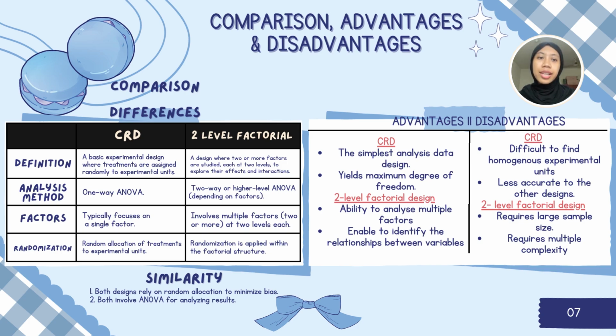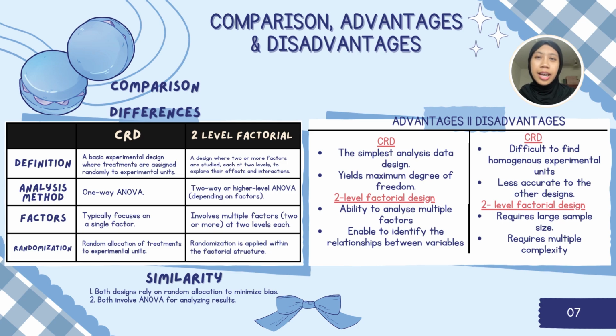marine microbial growth. For the disadvantages of CRD and two-level factorial designs, however, CRD is difficult to find homogeneous experimental units. It is also less accurate than other designs. Therefore, due to this disadvantage, we are unable to use CRD to analyze our data.